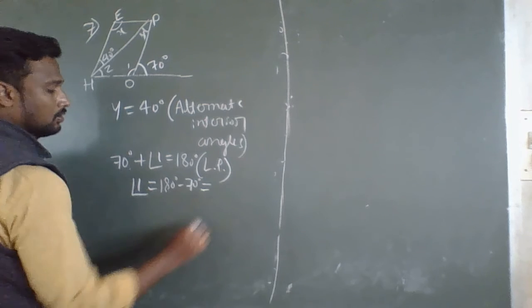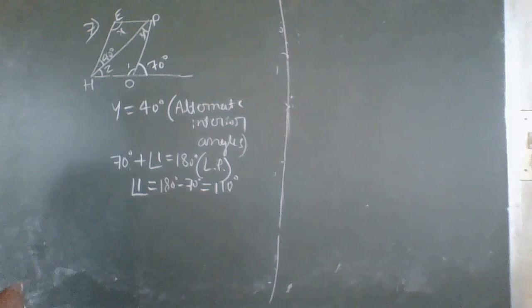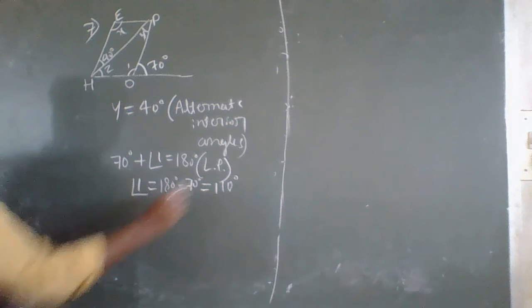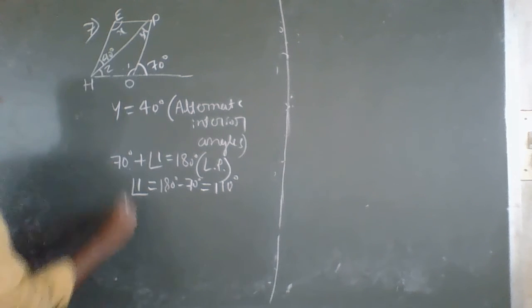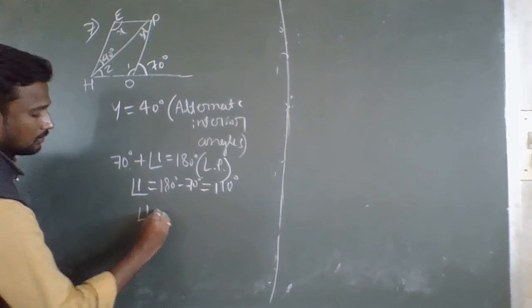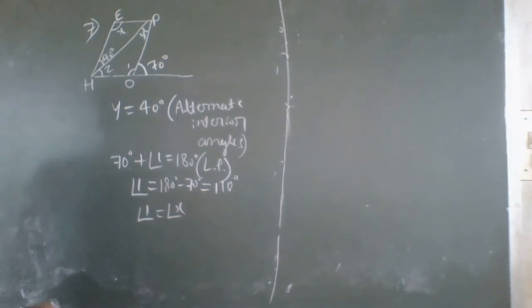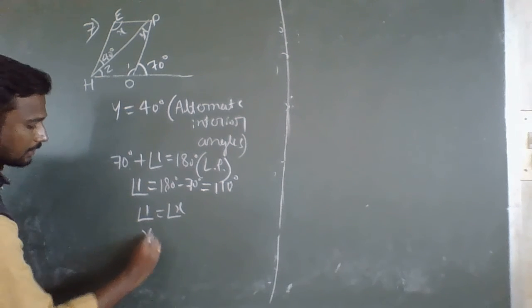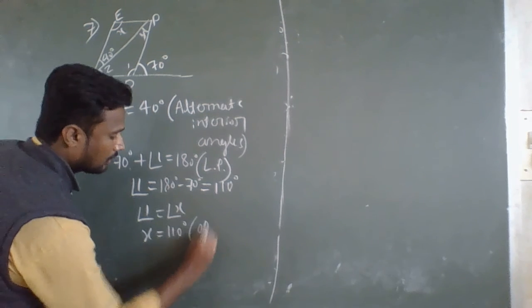is equal to 110 degrees. 180 minus 70 means 110 degrees. So here angle 1 is opposite to angle x. Angle 1 is equal to angle x because these are opposite angles. Therefore x is equal to 110 degrees. Opposite angles.